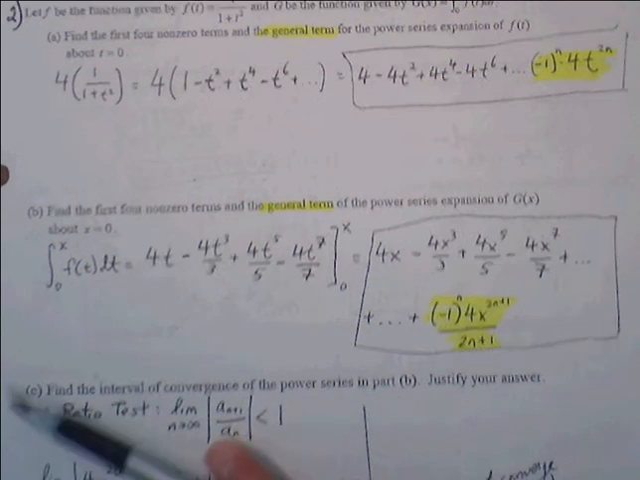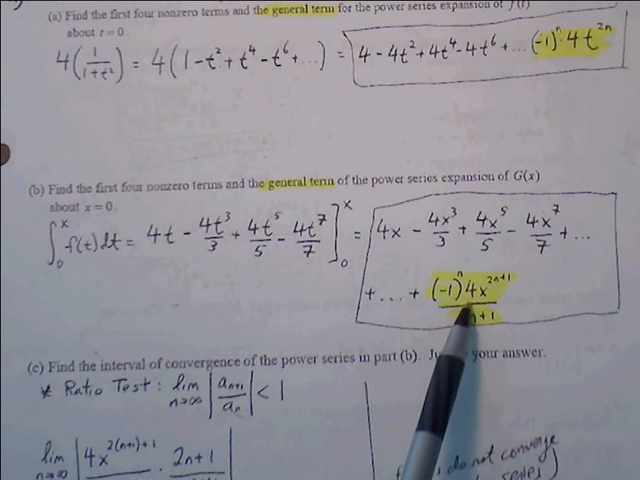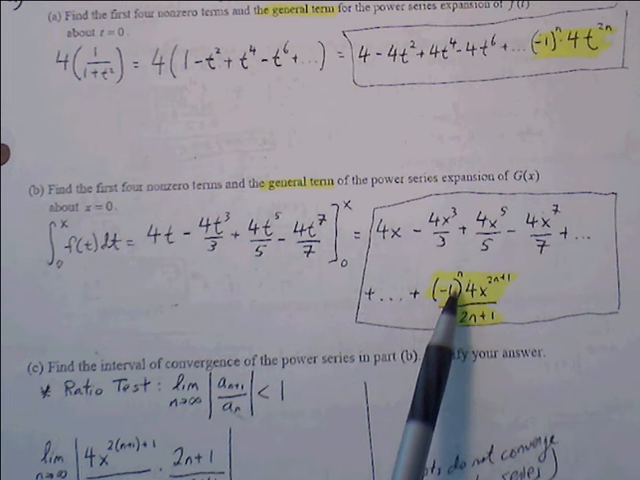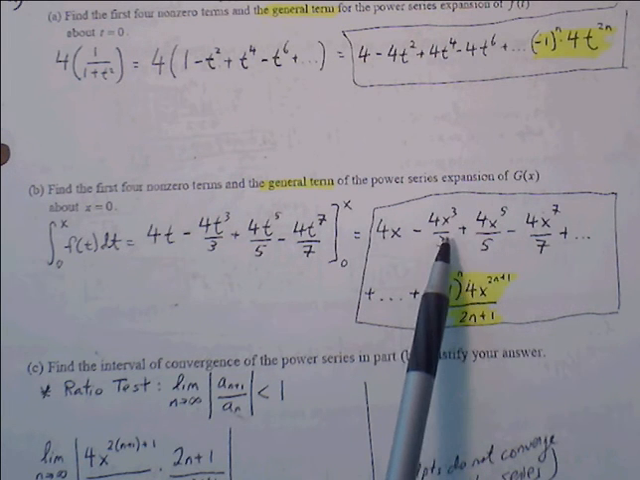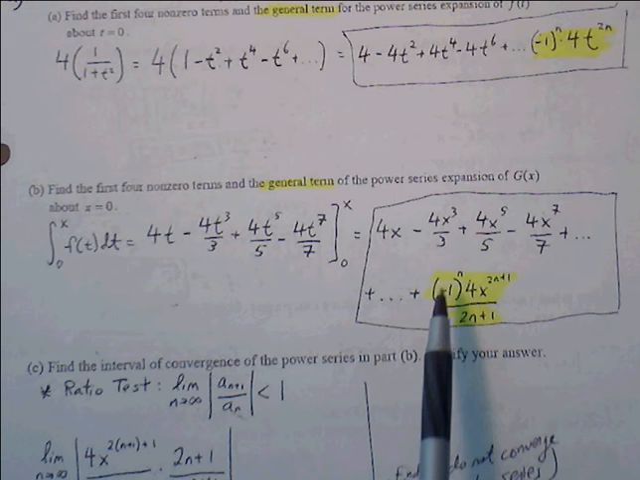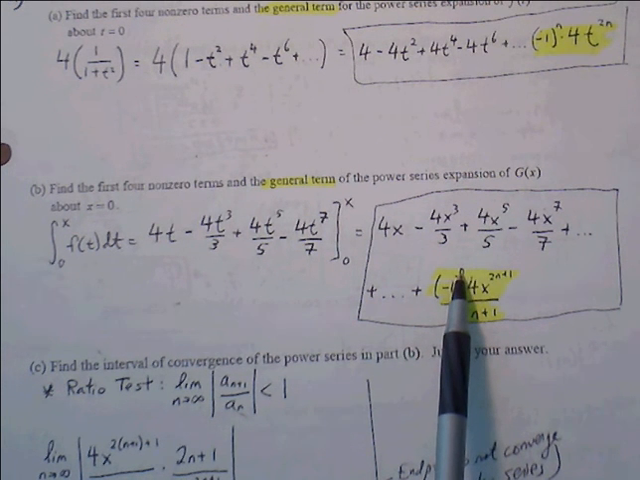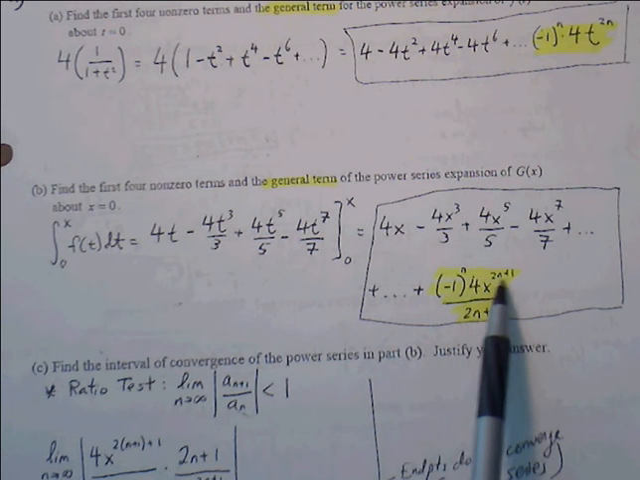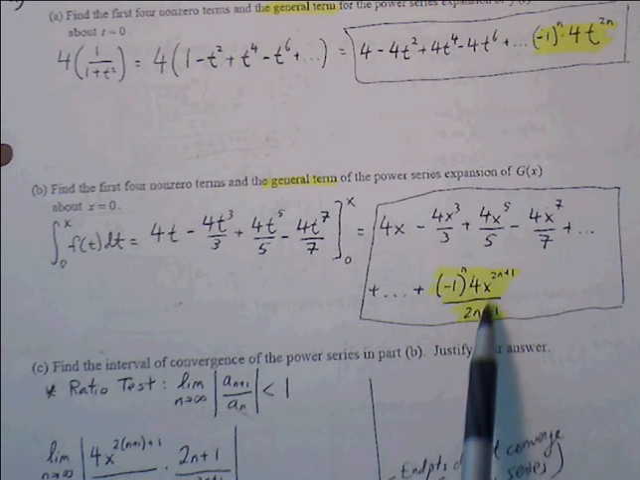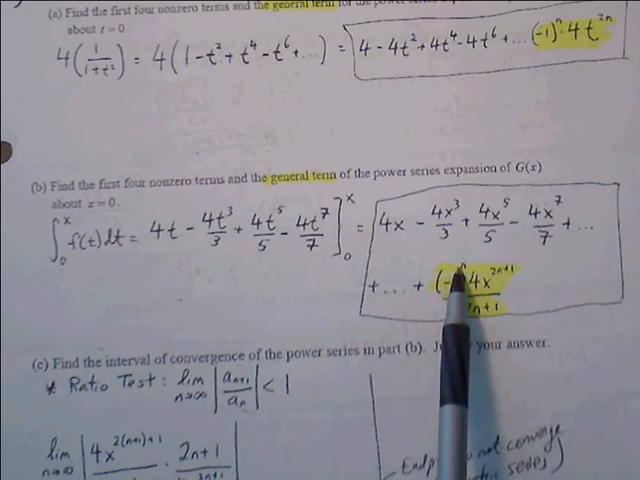Now, once you create your general term, it's always good to go back and double check and test out whether plugging in subsequent n values will return you these terms of your series. So we can test it out using 0 first. Negative 1 to 0 is going to be 1. 2 times 0 plus 1 is going to be 1. So 4 times 1 over 1. So 4x, that matches.